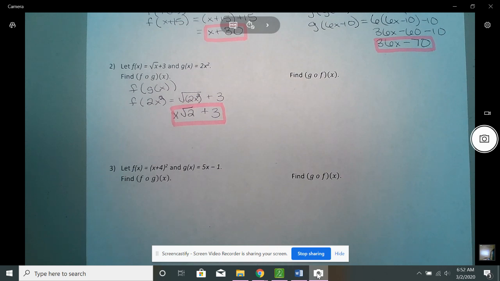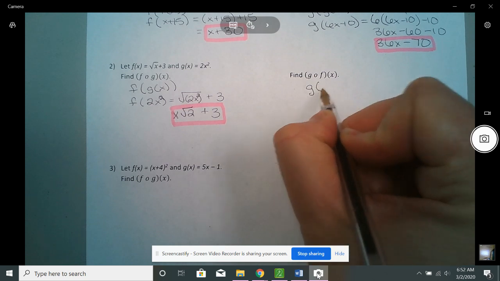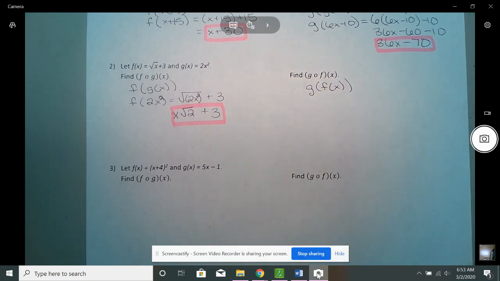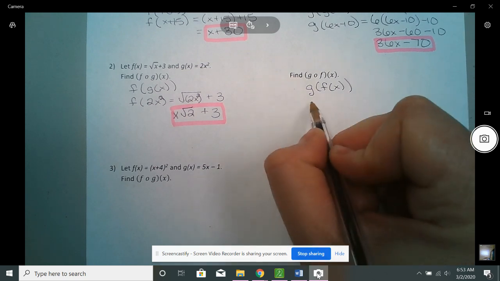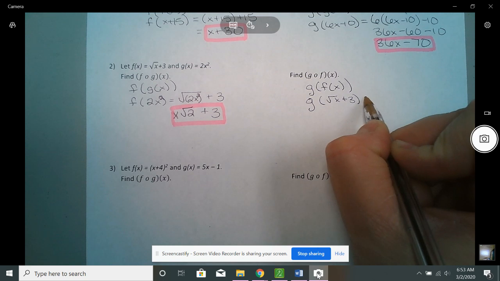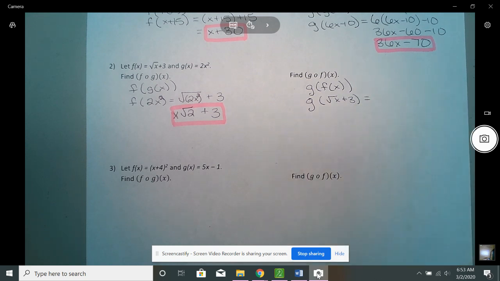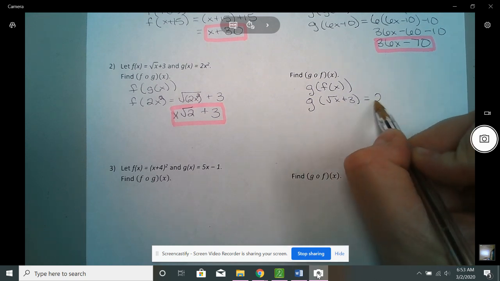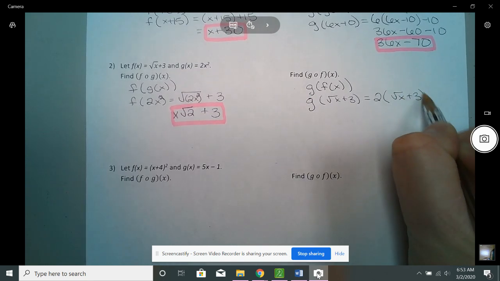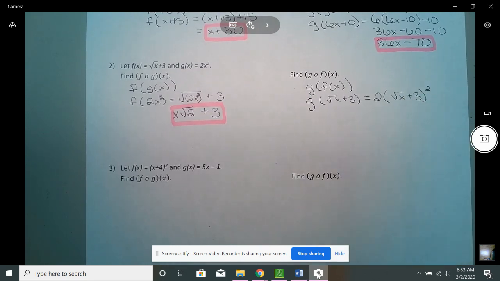Let's reverse the composition. We're looking for g of f of x. We need to put the f function into the g function. The f function is the square root of x plus 3. So we'll take the g function and input the square root of x plus 3 into the x position.